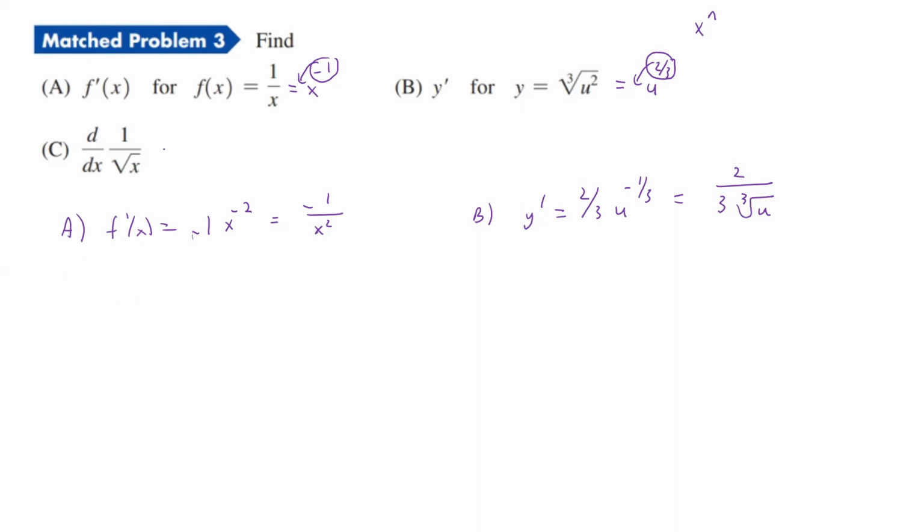Now, what about this one? Well, as it's written right now, this is 1 over x to the 1/2, but we need it in the form x to the n, so that's really x to the minus 1/2. So now we can take that derivative. We'll bring that down in front. So for c, d dx, and let's just call it f of x, is equal to what? Well, it's going to be a minus 1/2, and then x, and we have minus 1/2 minus 1, so it's going to be a minus 3/2.